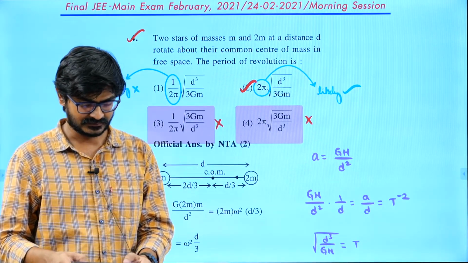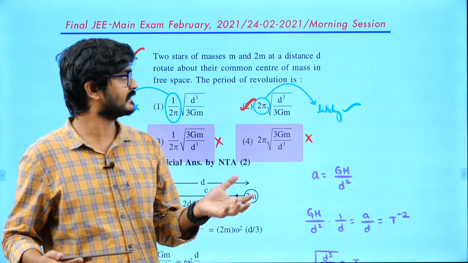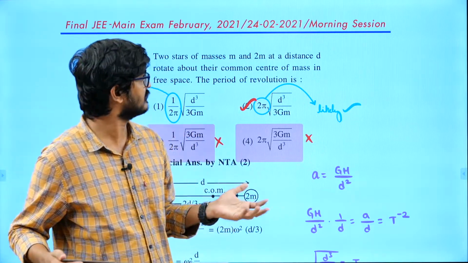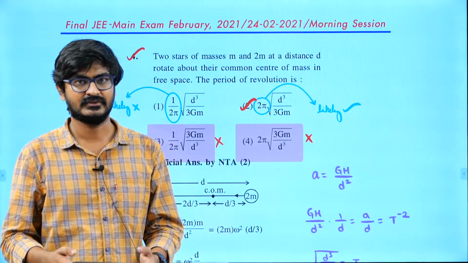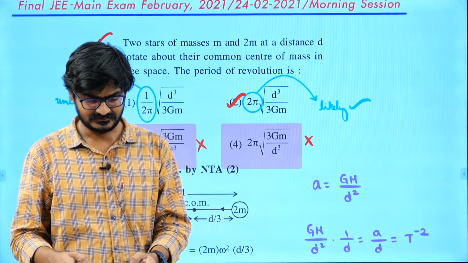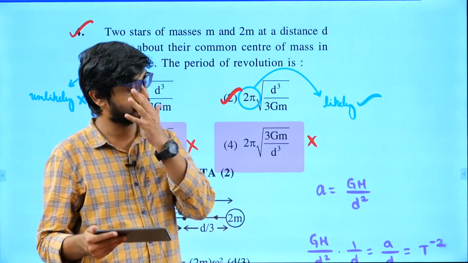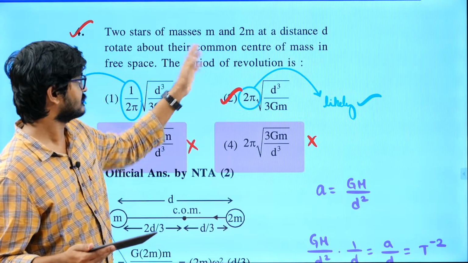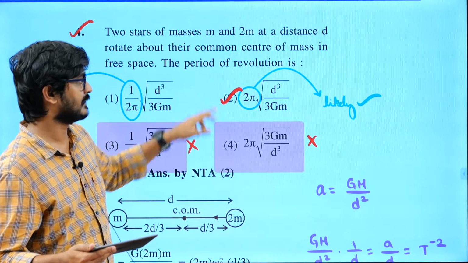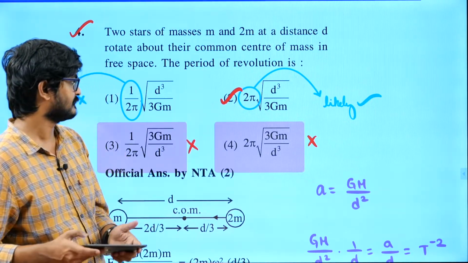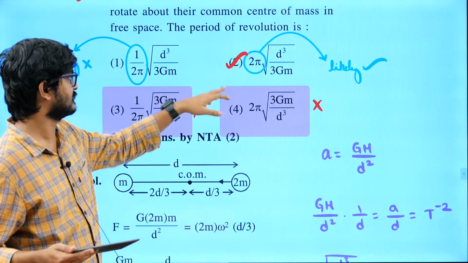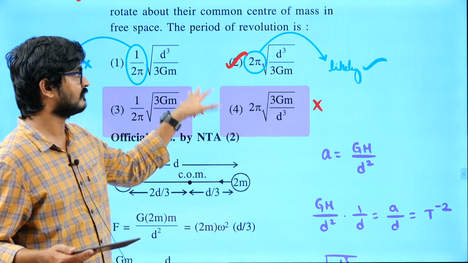If you look at the first question, I have taken questions from February, March, and July of 2021. Let me see how many I can do. I'll try to finish it in less time. The first question says something like two stars, masses, and whatever it is, the time period. So by dimensional analysis, I can see from the options itself that all four are not similar.